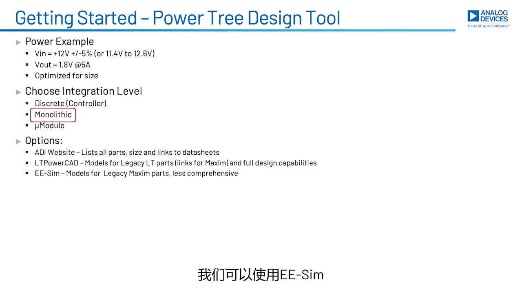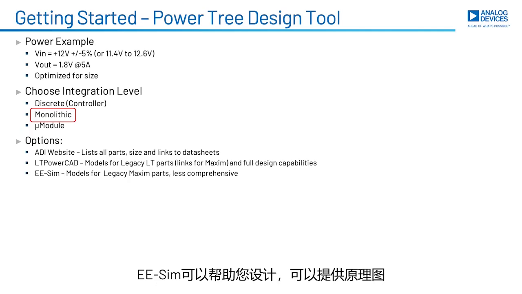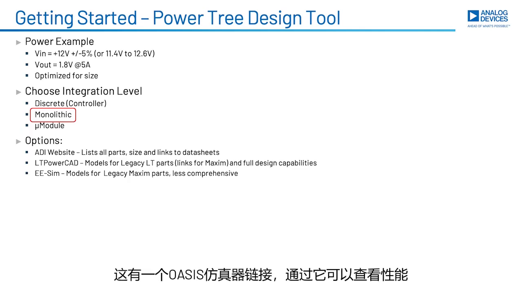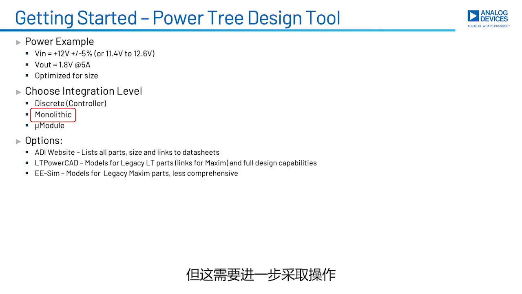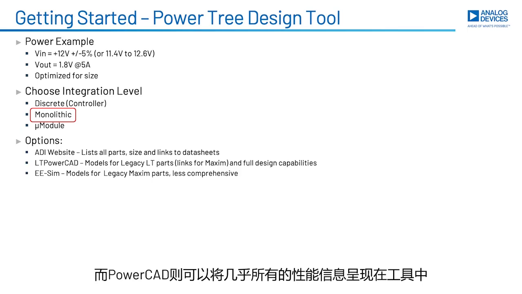We can use EESIM. That is a tool that was developed by Maxim, and it contains models for legacy Maxim parts. It's a little less comprehensive than PowerCAD in that it doesn't have the capability of showing you the performance as you change or modify component values. EESIM can give you a design, it can give you a schematic, and there is a link to the OASIS simulator to look at the performance, but that requires a little more in-depth work, whereas PowerCAD will give you pretty much all the performance information right in the tool.